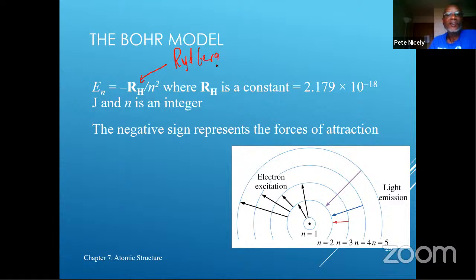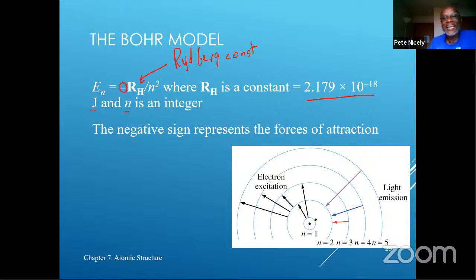Rydberg constant, all right? So that's the Rydberg constant, and here's the value, 2.179 times 10 to the minus 18 joules, right? And of course, n is an integer going from one for the lowest orbit, and then two, three, and so on up to infinity, right? And please note, in this formula here, there's a negative sign, right?